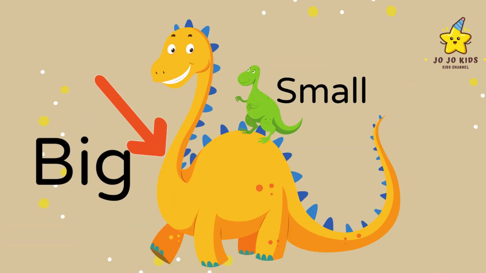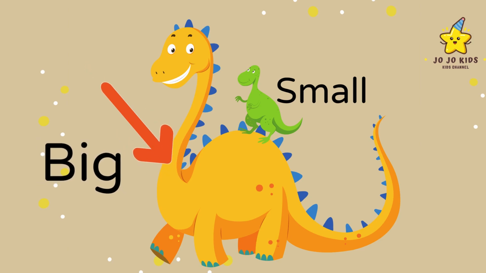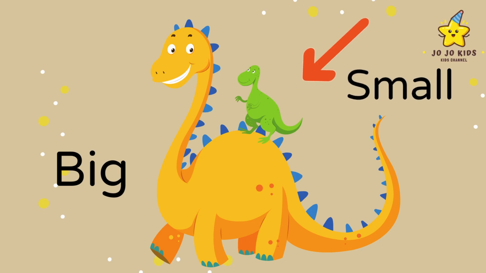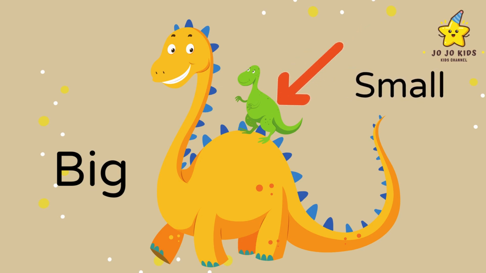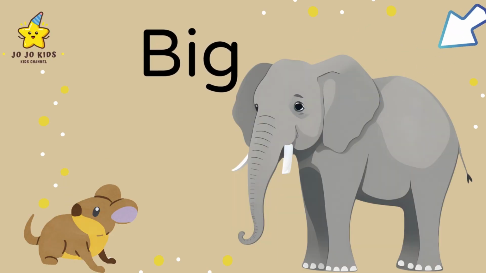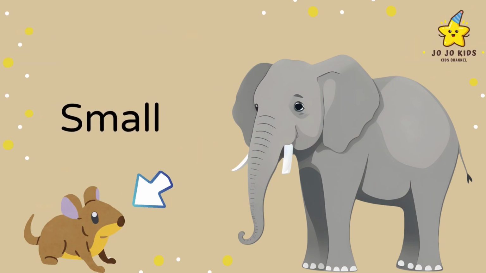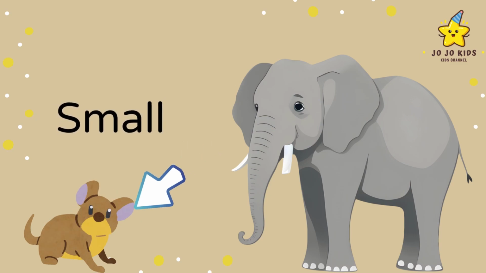The dinosaur is so big. Wow. And this dinosaur is small. Small. This elephant is so big. But this mouse is small. Small.